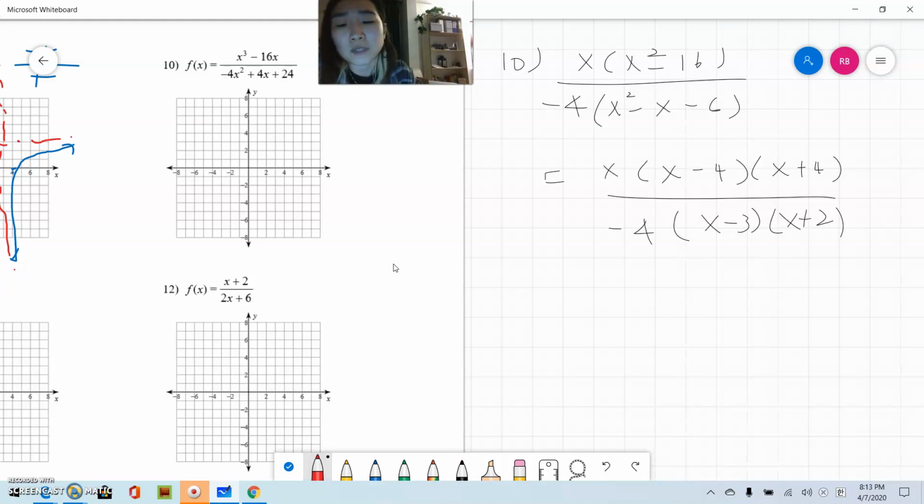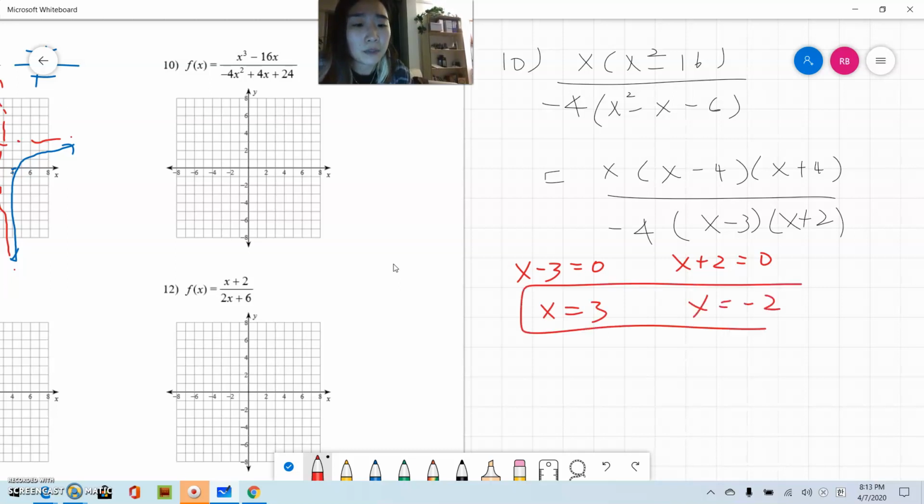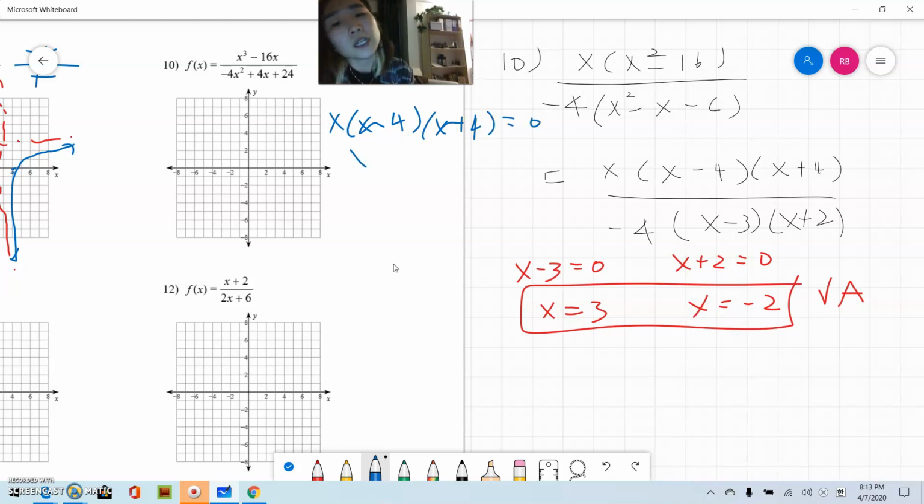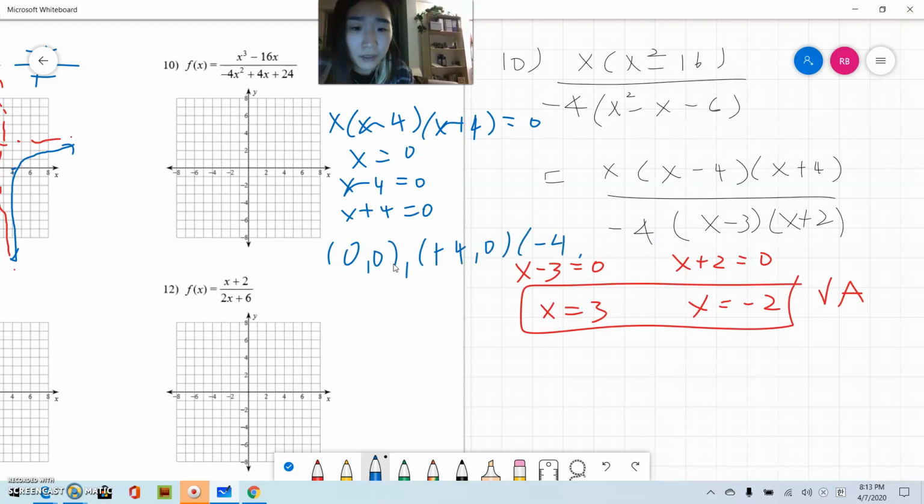But let's do the easy one first. x minus 3 is equal to 0, x plus 2 is equal to 0. So you know what I'm doing. If I set the denominator equal to 0, I'm looking for a vertical asymptote. So these two are my vertical asymptotes. There's no horizontal asymptote, but we are going to find the oblique asymptote a little bit later. So let's find the zeros. We set the numerator equal to 0 to find the x-intercepts. So either x equals 0, x minus 4 equals 0, or x plus 4 equals 0. So my zeros are (0, 0), (4, 0), and (-4, 0). Okay. The y-intercept will be (0, 0, 2).